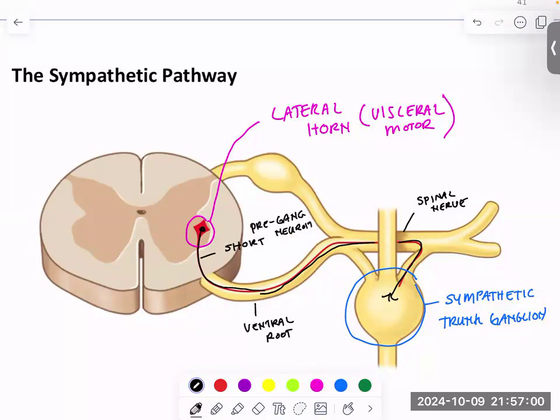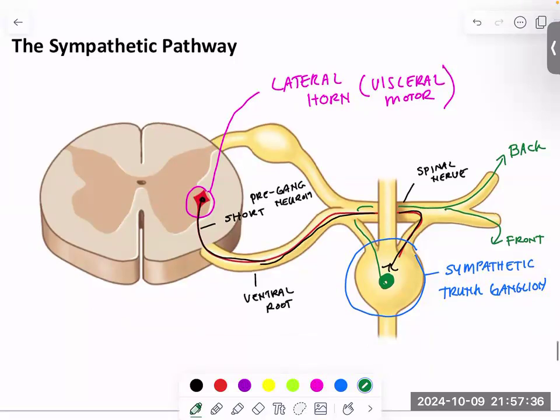So the second one, the postganglionic, starts here. So it recruits another neuron. And look at what this neuron does. It comes out this way, and it goes back down the spinal cord, and it'll either go out to the back of the body or the front of the body, depending on where it's going. So it has to take this loop-de-loop around the sympathetic trunk ganglion. Only in the sympathetic pathway.